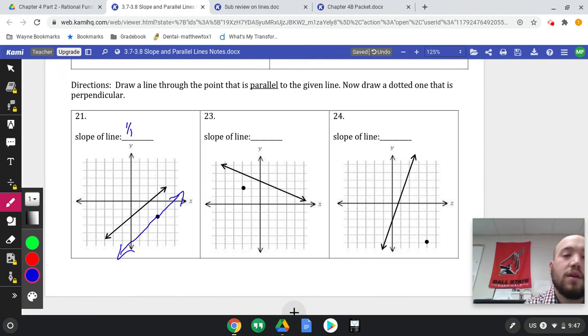And we're done. Now the dotted one, for this we need the slope perpendicular, which is the opposite reciprocal. So opposite changes it to negative. Reciprocal, 1 over 1 still stays as 1 over 1. So -1 over 1 goes through this point, down 1 over 1. And we put that in, and we are done.